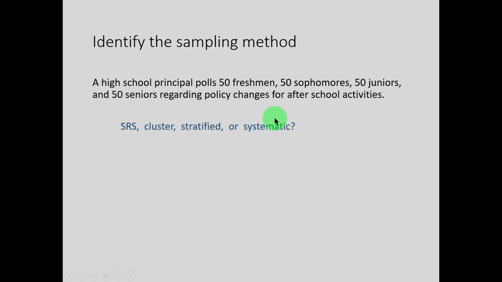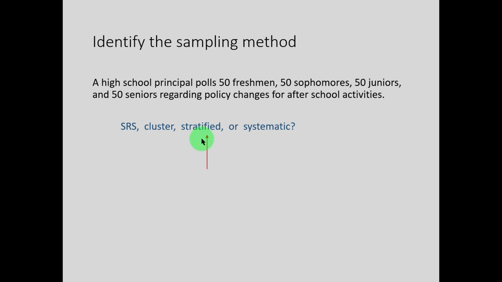And furthermore, it seems like every group, every grade, was selected from. Ooh, so it seems like they were grouped. So that's going to narrow it down to either cluster or stratified, because those are the 2 methods that have groupings. Now, a little bit of each group is composing the sample. So that's going to narrow it down to stratified.